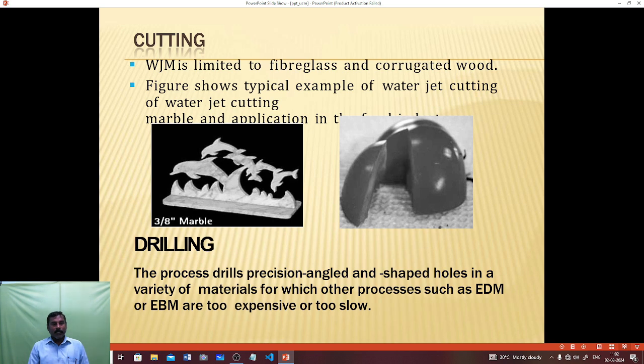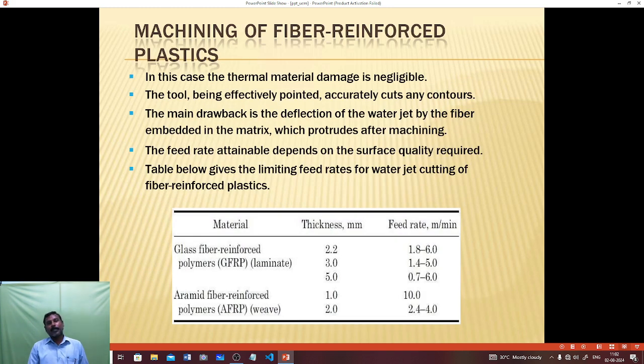Then drilling is the process that drills precision aligned shaped holes in a variety of materials for which other processes such as EDM are unsuitable. Machining of fiber reinforced plastic: in this case, the thermal material damage is negligible, the tool being effectively pointed, accurately cut and contoured. The main drawback is the deflection of the water jet, and the fiber in the matrix is produced after machining. The feed rate attainable depends on the surface quality required.